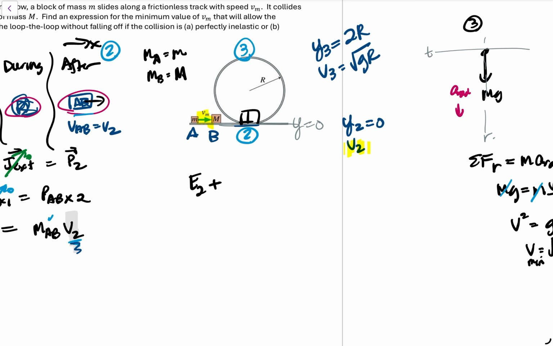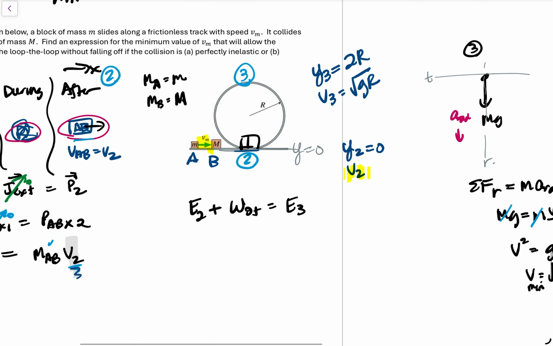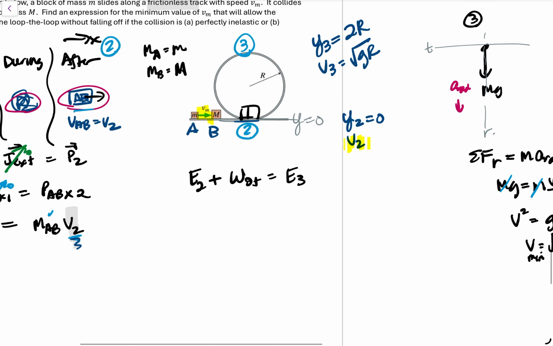So we're going to do E2 plus work other is equal to E3. I don't have any work other. Anywhere along that track, of course, we would have a normal force, right? At any point, that's always going to be perpendicular to my displacement, so that's not going to do any work. And I think it said it was a frictionless track. Yeah, so frictionless track. We're assuming there's no work along the length of that track. So that means our work other is 0.